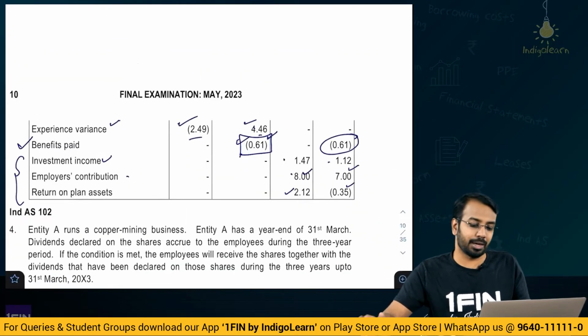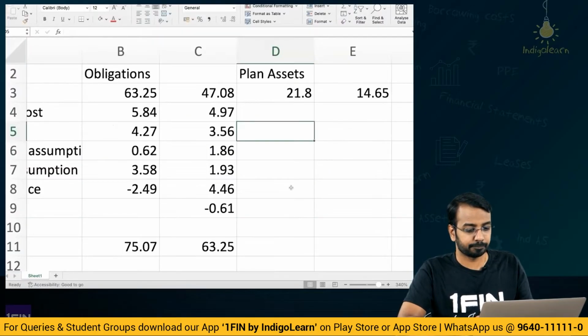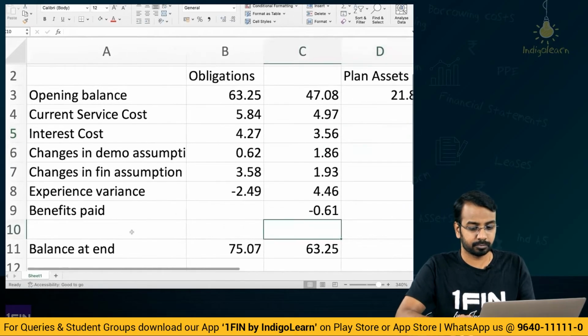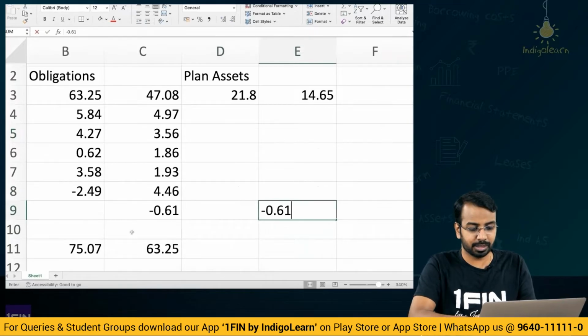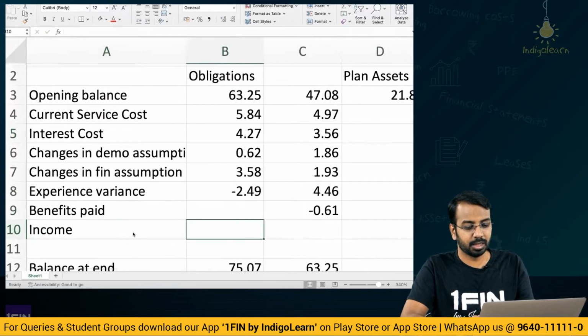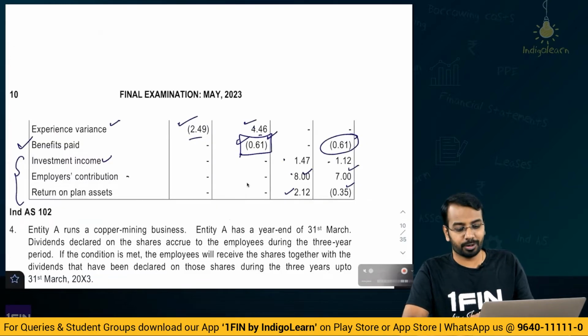there is no movement, only thing is you have income and you have the payouts. This benefit paid will reduce the plan asset, which is minus 0.61. Then you have income. How much is the income? Income is 1.47 and 1.12.